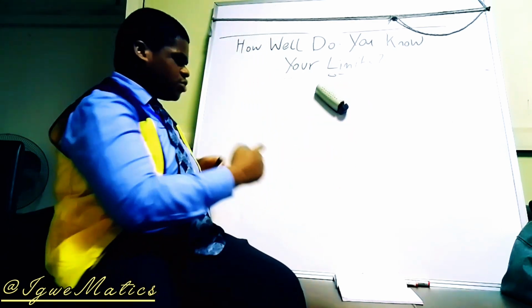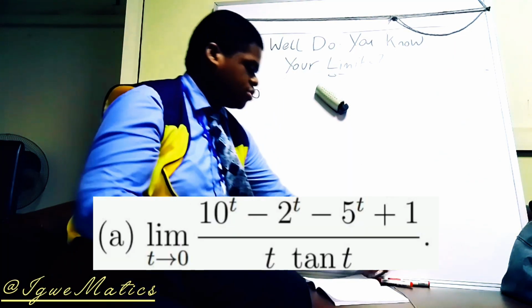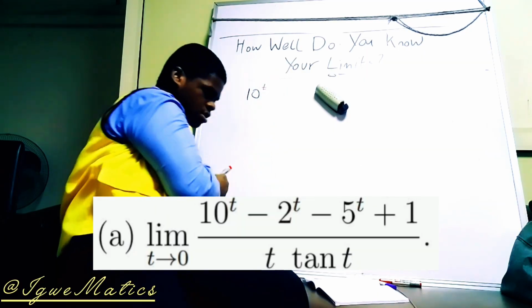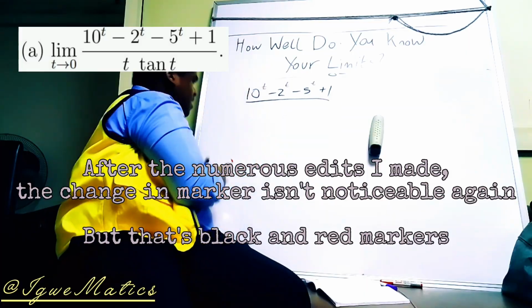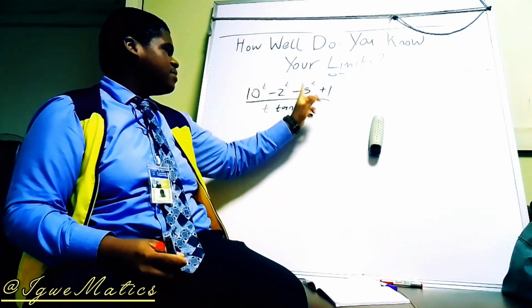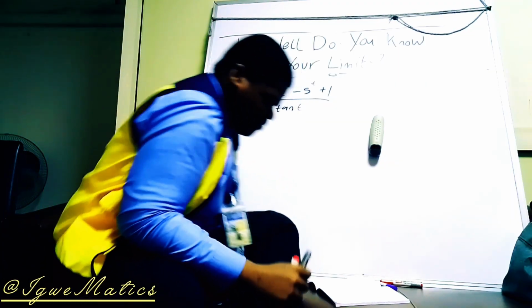Okay, the first question was for me to find the limit of 10 to the power of t minus 2 to the power of t minus 5 to the power of t plus 1, all divided by t times t. Let me use different markers to show the variables from the numbers.